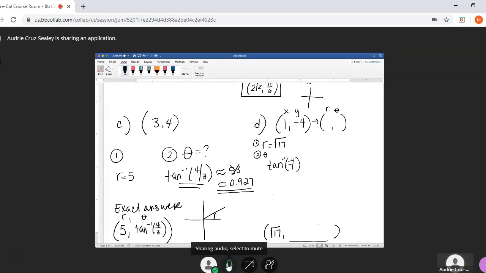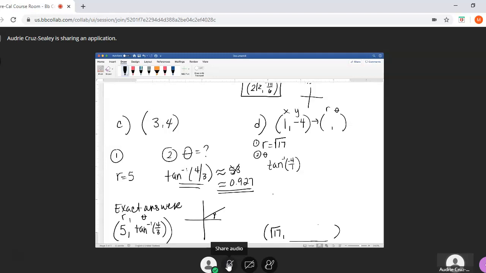This is hard. I'm going to explain it to you. Everybody listen. If you put tangent inverse of -4 in your calculator, what do you get? Try it in degrees. Maybe you'll understand it better. Make sure your calculator's in degree mode.